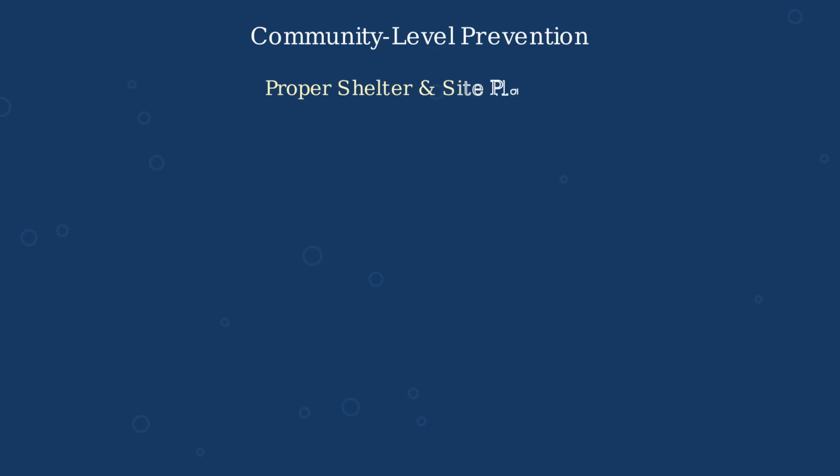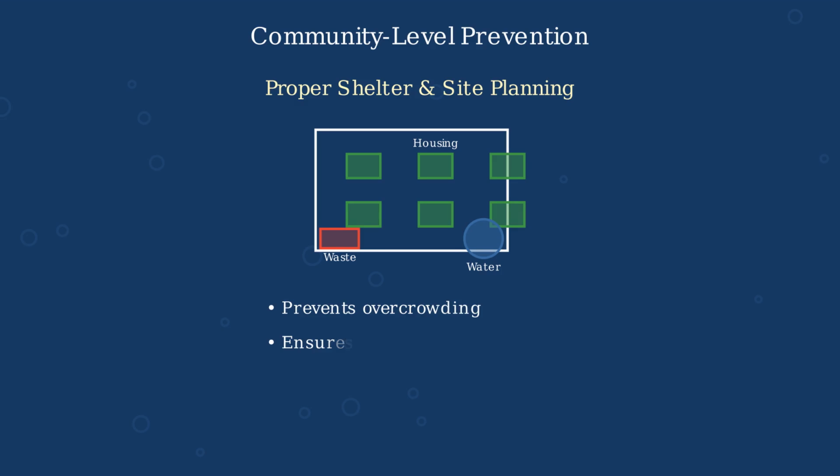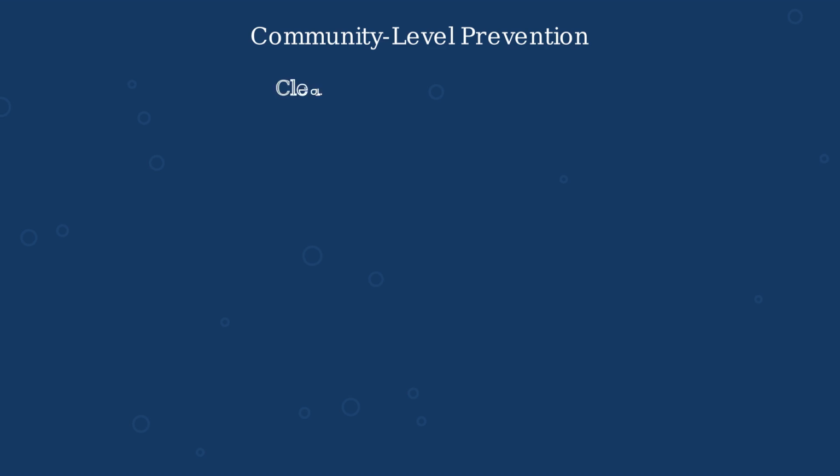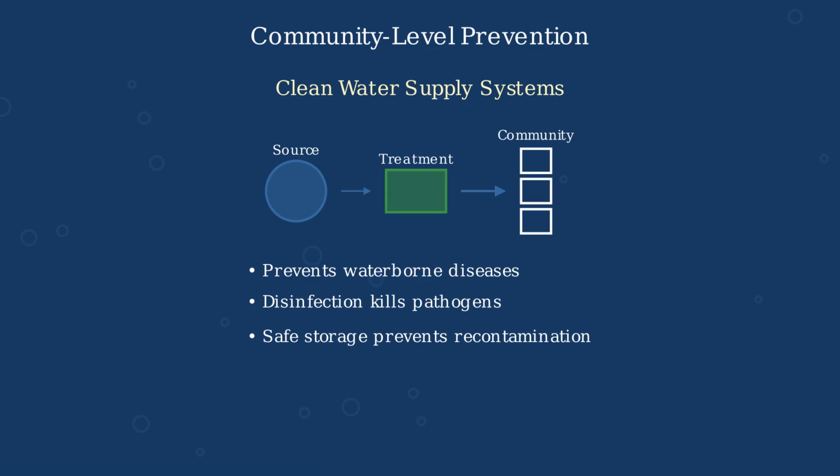Proper shelter and site planning prevents disease transmission by reducing overcrowding, ensuring adequate ventilation, and separating waste disposal areas from living spaces and water sources. Clean water supply systems are essential for preventing waterborne diseases. Effective systems include water source protection, treatment facilities that kill pathogens, and distribution networks that prevent recontamination.